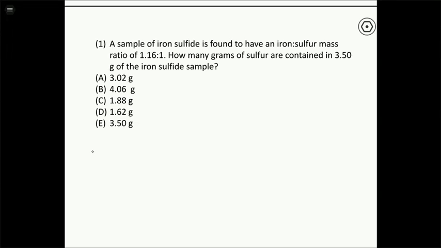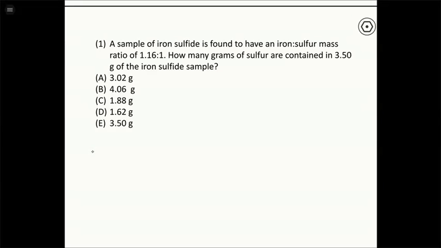So we have a sample of iron sulfide, which has an iron to sulfur mass ratio of 1.16 to 1, and we want to know how many grams of sulfur are contained in 3.50 grams of the iron sulfide sample. Remember, the idea here is that we can use either mass percents or mass ratios, whatever we're given, as conversion factors between amounts of substances and amounts of the elements that make up those substances.